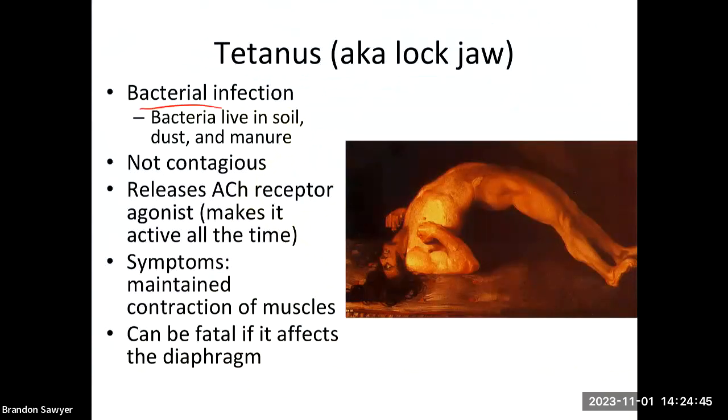Tetanus is a bacterial infection that most of us are vaccinated for. It releases a chemical that binds to acetylcholine receptors just like acetylcholine does, but it doesn't let go. It just holds on to those receptors and causes our muscle to contract in a very forceful, violent manner, so much so that it can break our own bones. It can actually rip our tendons right off of our bones. Again, if that toxin gets into our diaphragm, then it can be fatal, because the diaphragm just contracts and you can't breathe.